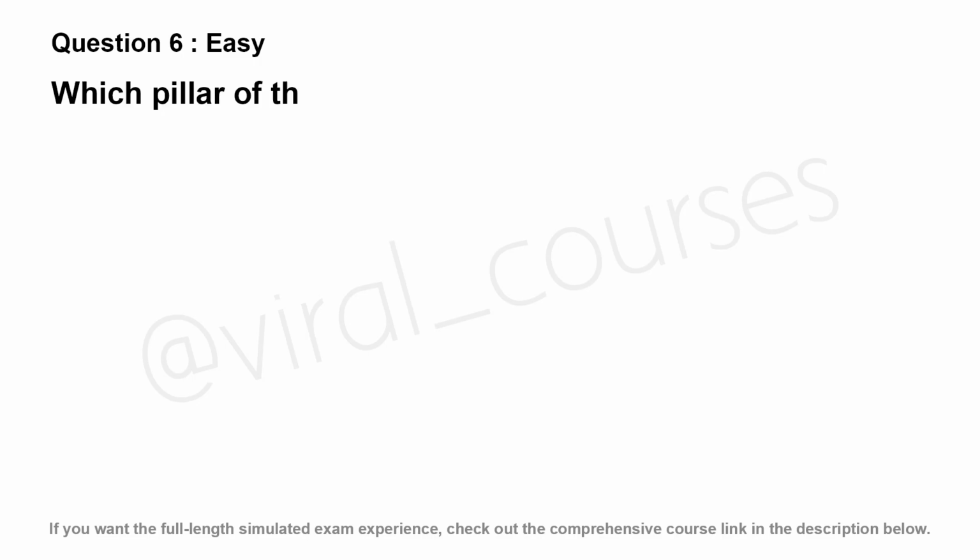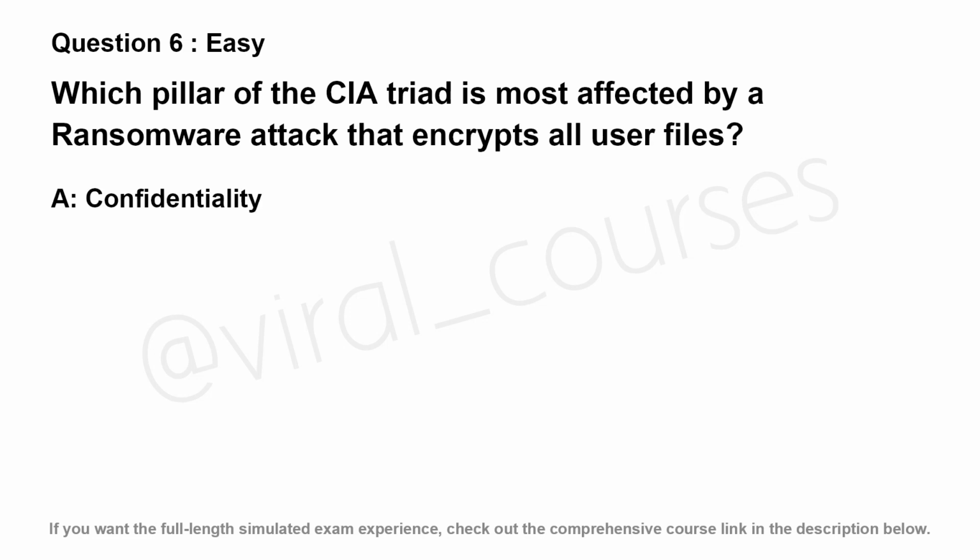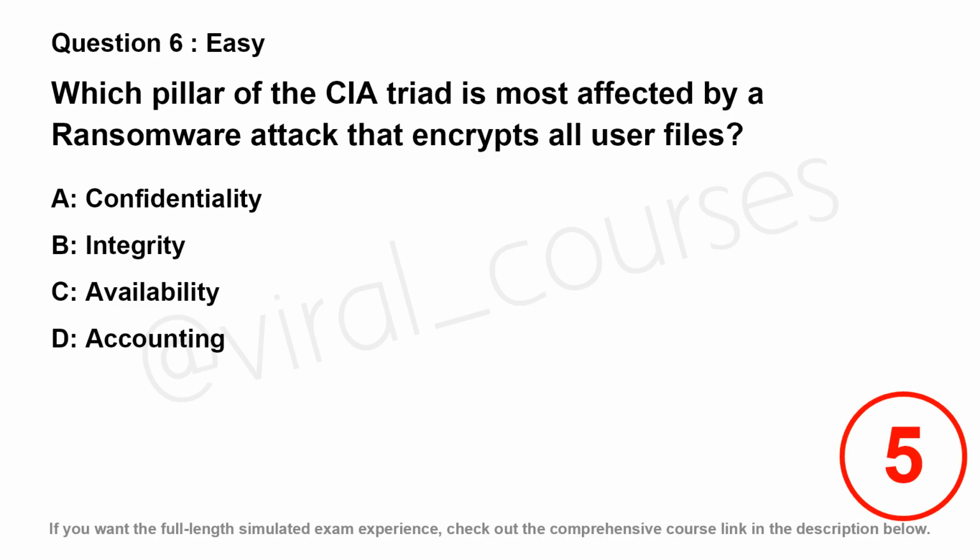Which pillar of the CIA triad is most affected by a ransomware attack that encrypts all user files? Option A, confidentiality. Option B, integrity. Option C, availability. Option D, accounting.